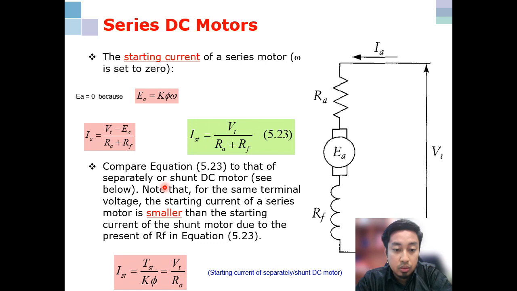According to this equation, compare equation 5.23 to that of the separately excited or shunt DC motor. Note that for the same terminal voltage, the starting current of the series motor is smaller than the starting current of the shunt motor due to the presence of Rf in the equation. So you can compare the starting current for the separately excited and shunt DC motor to the series DC motor. That's why you must be strong in the basics, to derive the equation from the circuit.